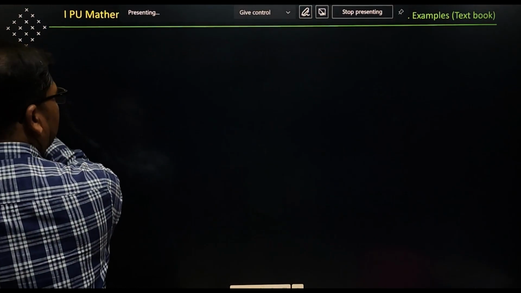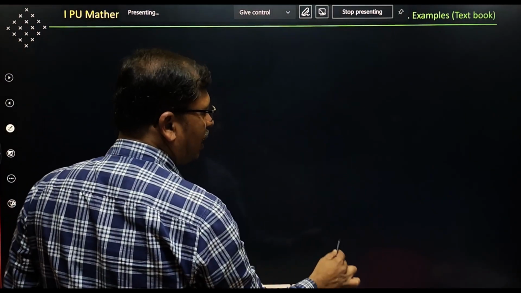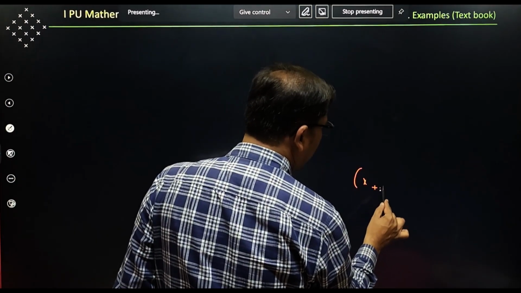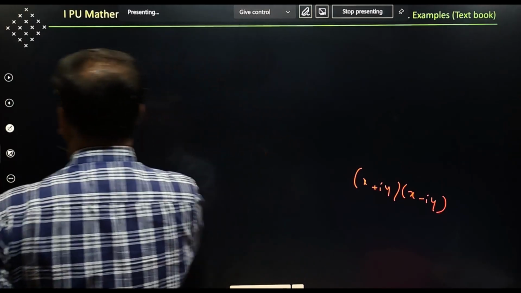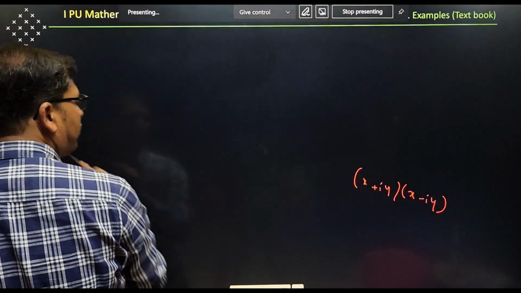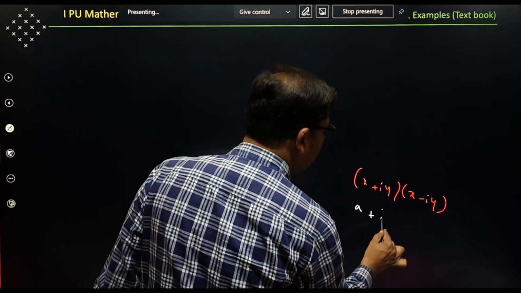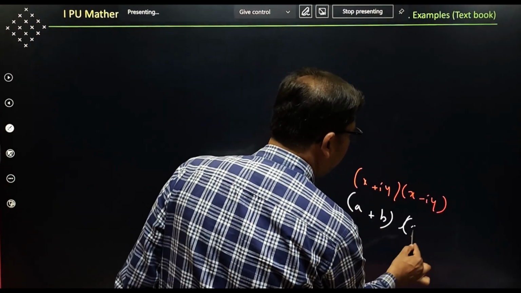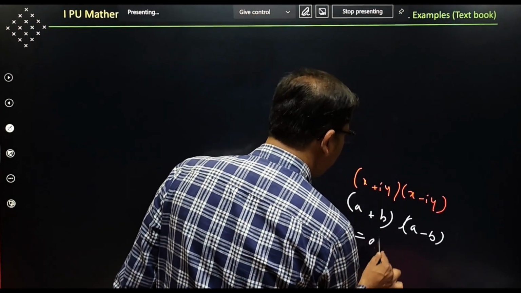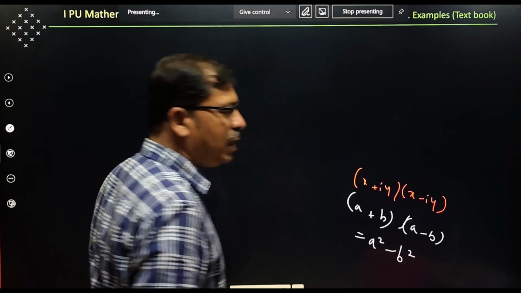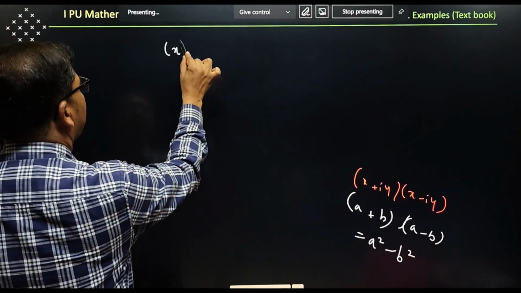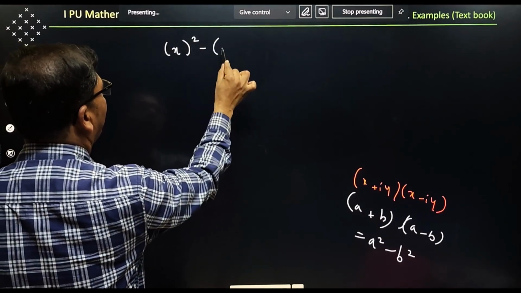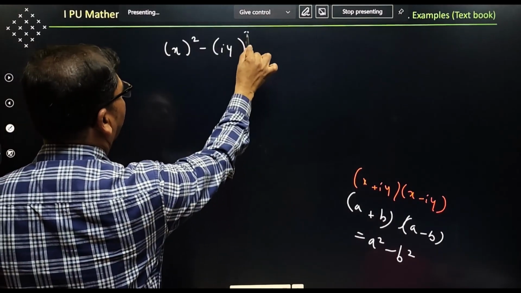According to that, left hand side can be written as, ನಿಮಗೆ left hand side ಏನಿದೆ ಅಲ್ಲಿ x plus iy into x minus iy ಇದೆ. ಸೊ ಇದನ್ನು a plus b into a minus b ಫಾರ್ಮುಲಾ ಹಾಕಿದರೆ a square minus b square ಬರಬೇಕು. So according to that, left side we can write it as x square minus iy to the power 2.